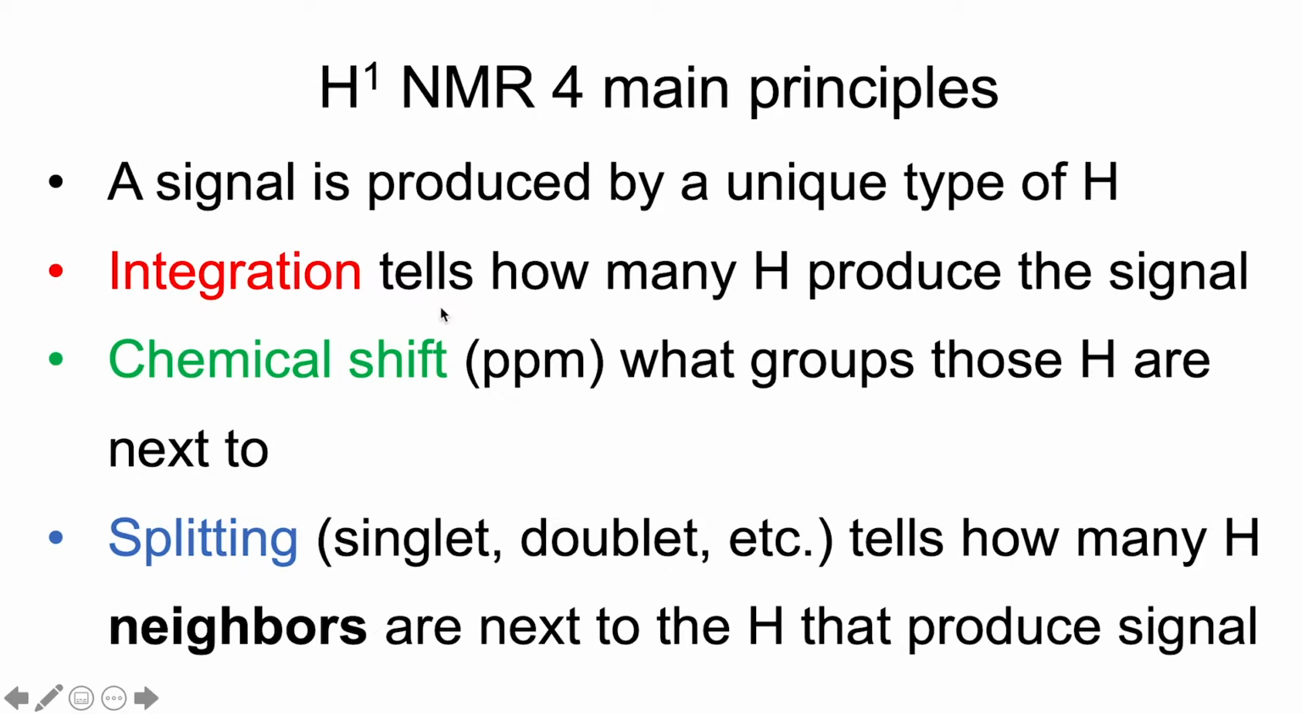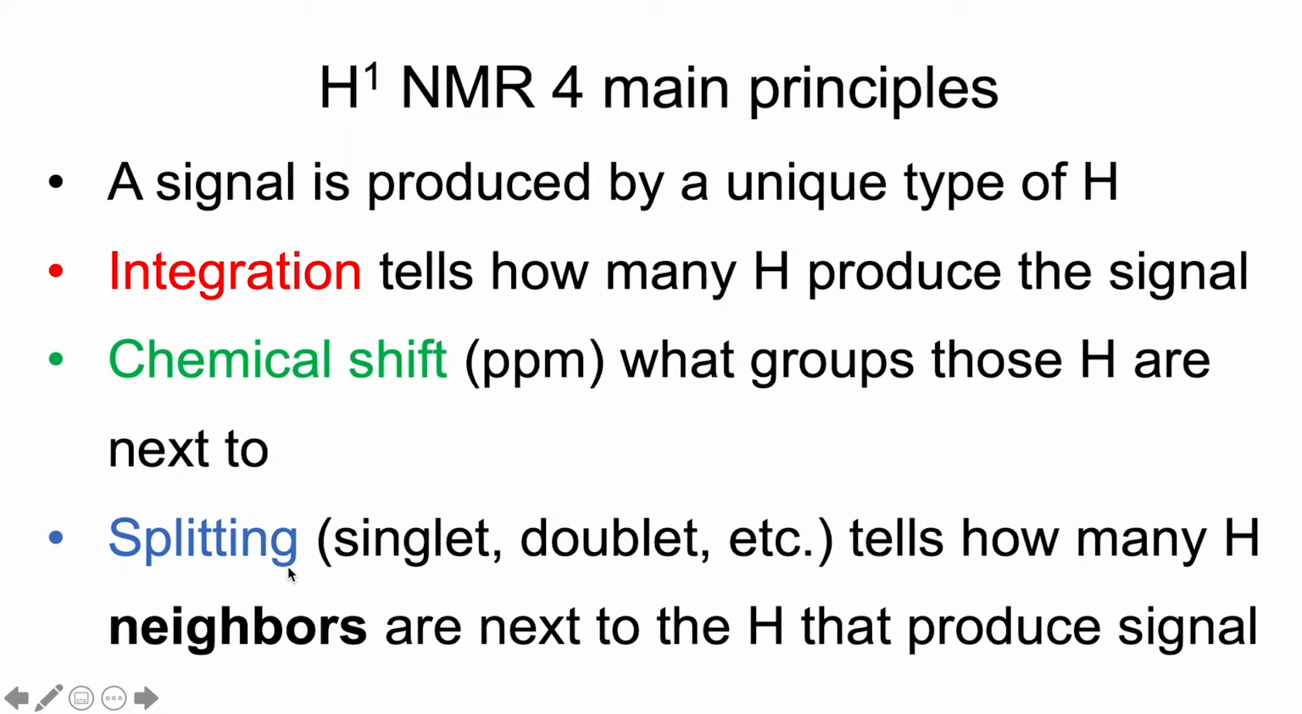The next principle is integration. So each of these signals has an integration value. If you remember from calculus, integration is the area under the curve, and that curve corresponds to the amount of hydrogen that produced that signal. So how many hydrogen produced that signal. The third principle, chemical shift. So this is where it is on the left-right plane, on the x-axis. So the position of that signal, left or right, will tell you what groups the hydrogen that produced the signal, remember, produced the signal, are next to. So whether that be next to an electronegative atom or next to a non-electronegative atom.